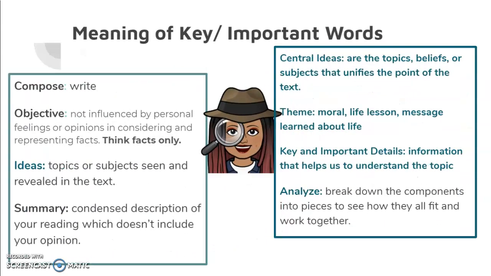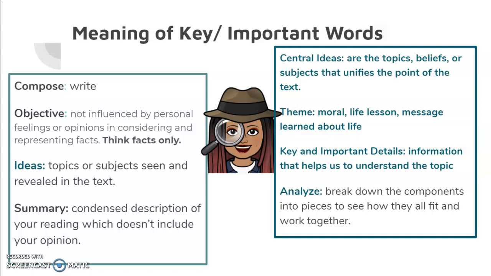I need for you all to pause the video right here and go ahead and start taking notes. Make sure you have these definitions because they will help you understand what I am expecting you to do, and they will also help you know what is expected of you. So when we're talking about compose means right. When we're talking about objective means facts only. You're not giving your personal opinion. You're not stating how you feel about a particular topic or subject or the author's work.